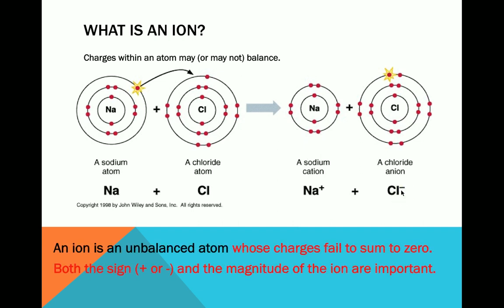So an ion is an atom that's unbalanced. Their charges fail to add up to 0. Now it's important here that we care both about the sign, positive or negative, and the magnitude. How many extra positives, how many extra negatives. So both of those are very important in chemistry as we count up the pieces and figure out the charges of our atoms.